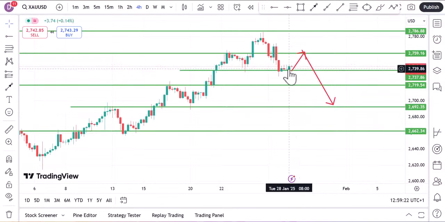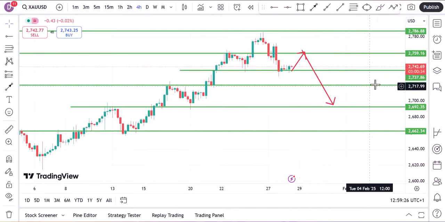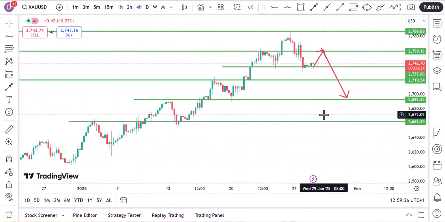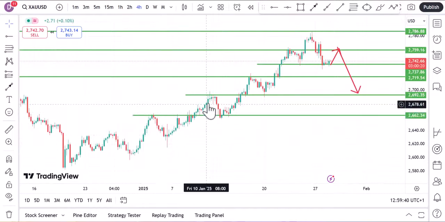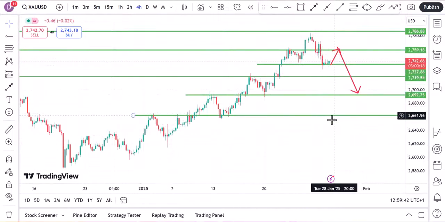Okay, so likely this might pull back to this before breaking this line here. And if it can break the 2738k level, we'll wait for a retest, then we enter gold. So if you look at it carefully, gold is trying to change this trend from uptrend to downtrend, from bullish move to bearish move.